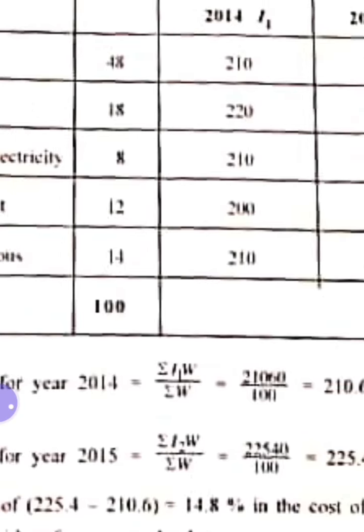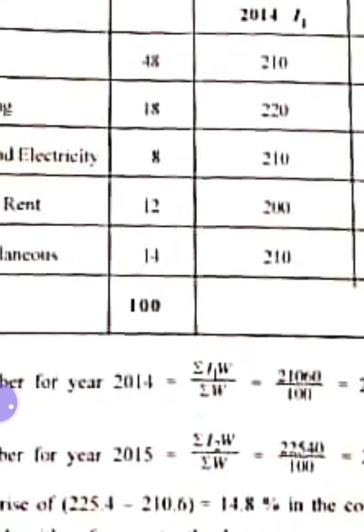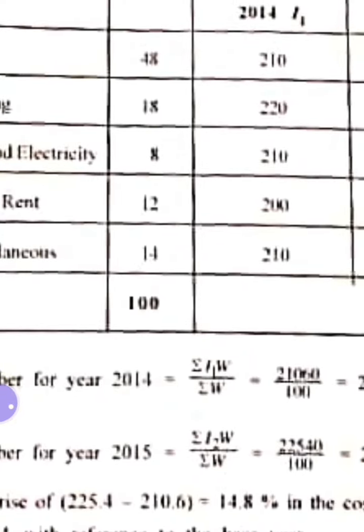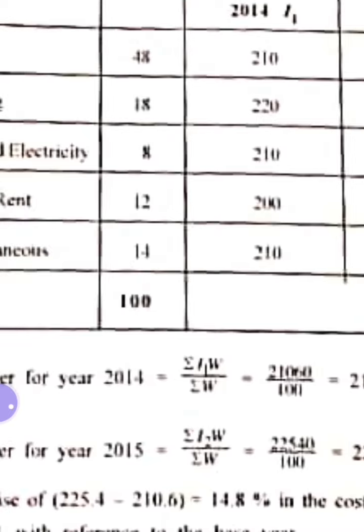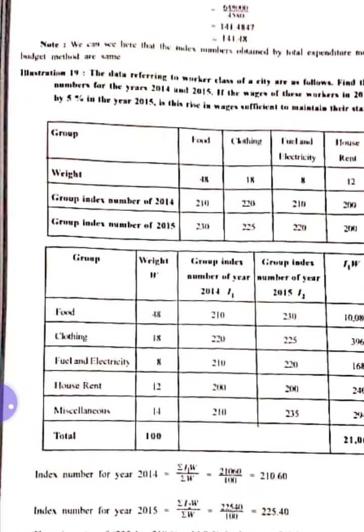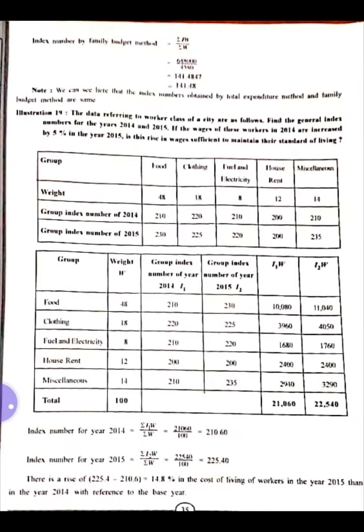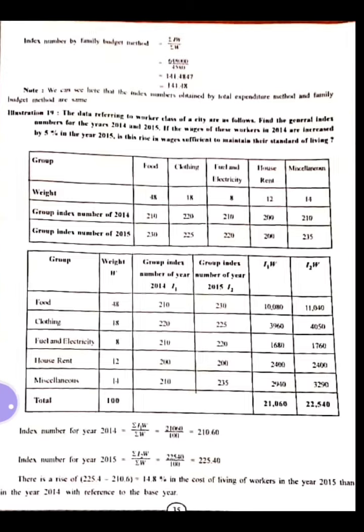Again, you would find what is the rise in 2015 in comparison to 2014. That is how you are going to find it. For 2015 it is 225.40 minus 210.60 for 2014. You deduct it and you get a 14.8 rise in the current year in comparison to the base year. But what is the question given to us? If there is a 5% rise in the wage of the workers in 2015, whether they would be able to maintain their standard of living or not.